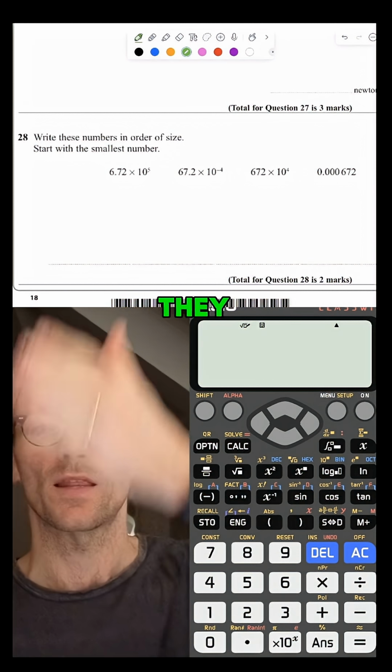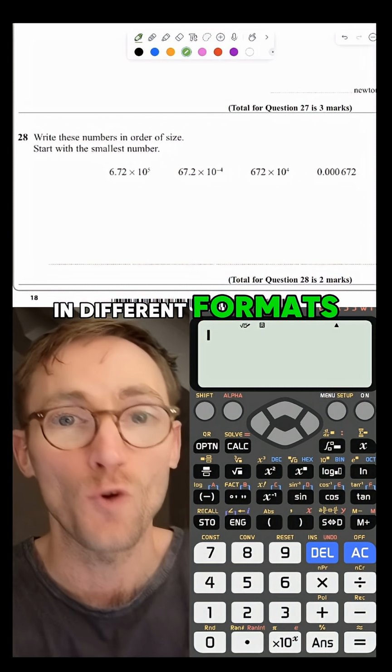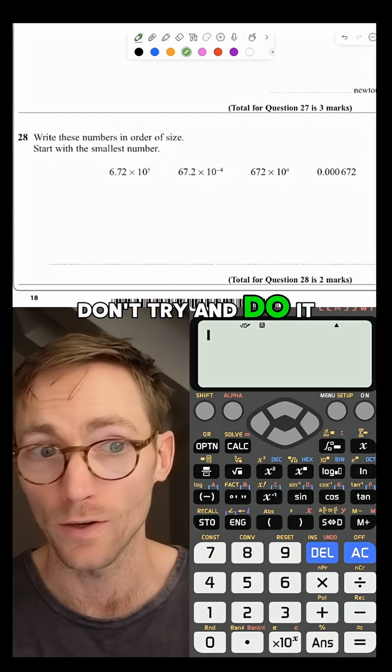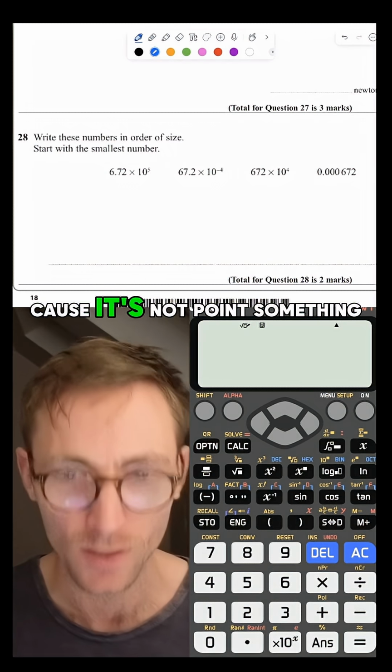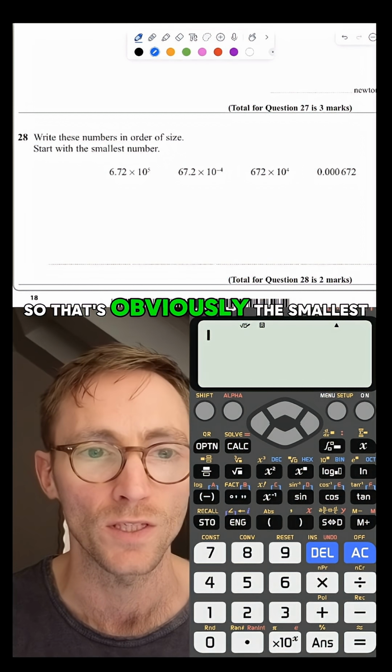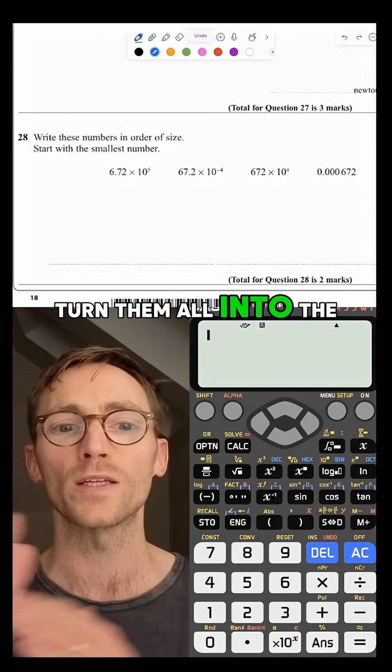Any question where they say write these numbers in order of size, but the numbers are given in different formats, you just can't do it. Don't try and do it because they'll trip you up. If you think, oh, well, this one's tiny because it's 0 point something, so that's obviously the smallest, no, don't fall for their traps. Turn them all into the same format.